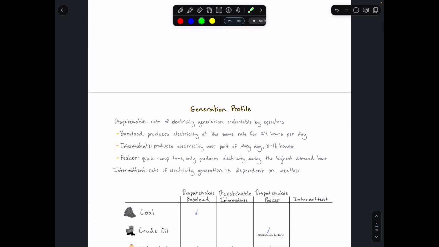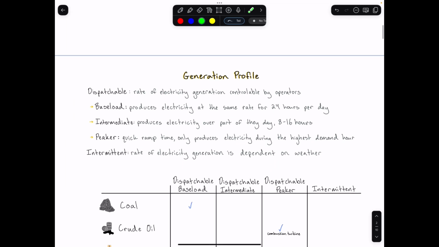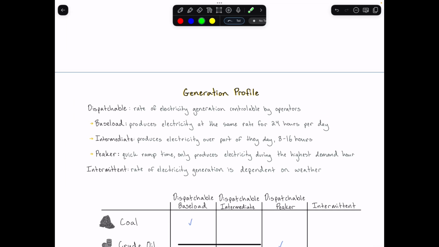Okay, so let's start with the generation profile. Before we go into the comparison, I'm going to go over the definitions of the different generation profiles. A dispatchable resource is a resource where the rate of electricity generation, or how much electricity is being generated, is controllable by an operator. So an operator can ramp it up, ramp it down as they like.